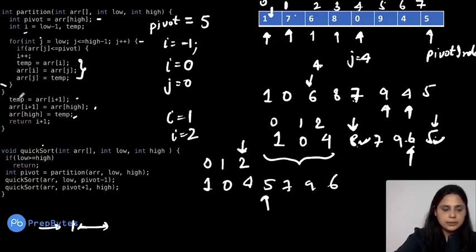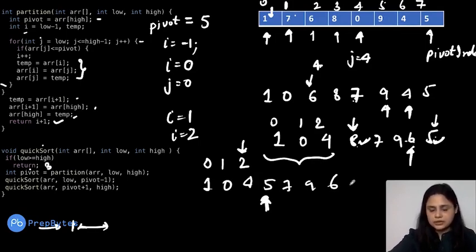I put temp equal to arr at i plus 1. I swap the value at index i plus 1 with the index at the end. Now we know that this is my pivot point, so I simply return i plus 1, which is 3. So this is how we do the partition. Now again we call quicksort low comma pivot minus 1, which means I call quicksort 0 to 2.